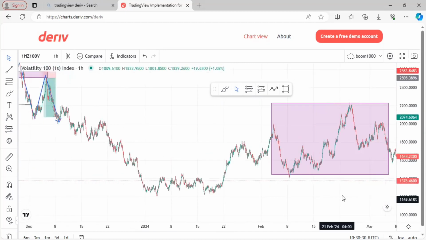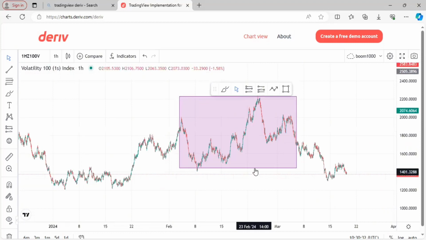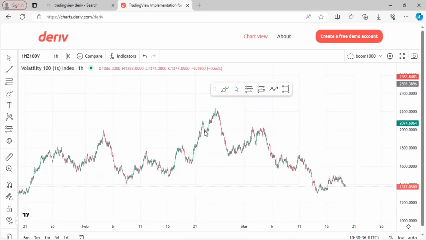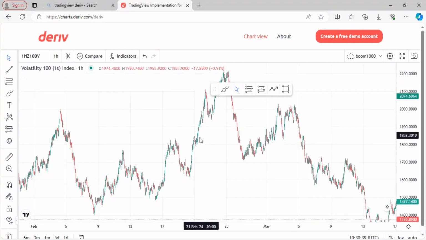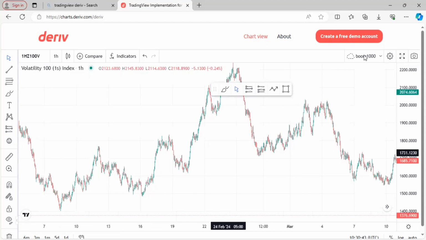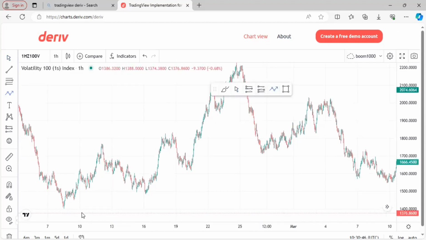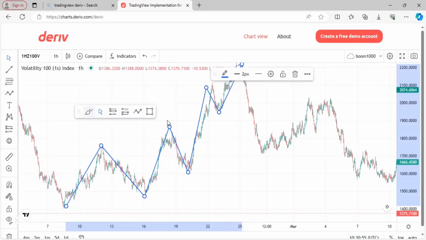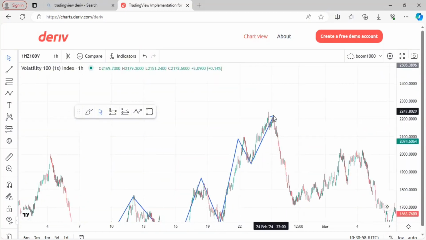So if we are to come here, what do we see? Let's see. Okay, let's come here. I'm going to see higher high, higher low, higher high, higher low, higher high, higher low, higher high. So this is type 1.